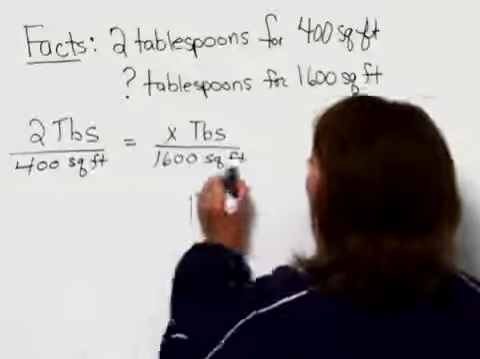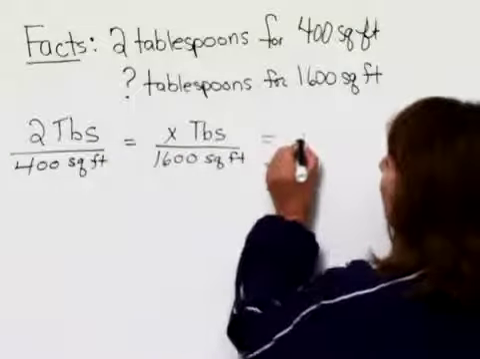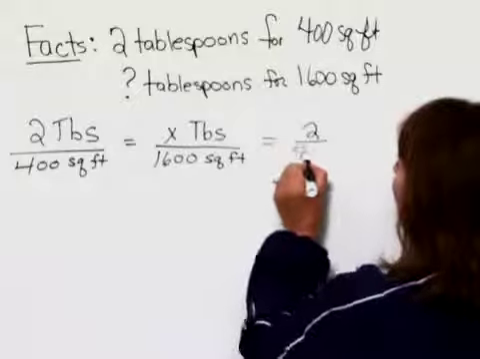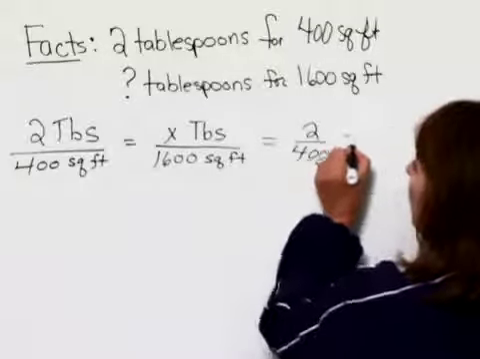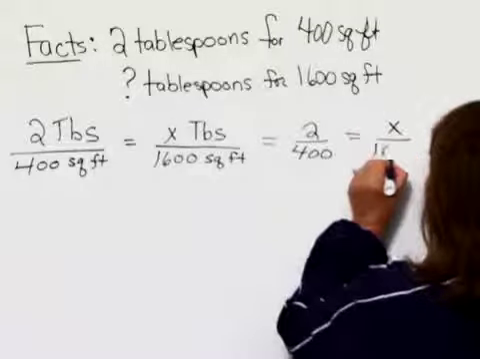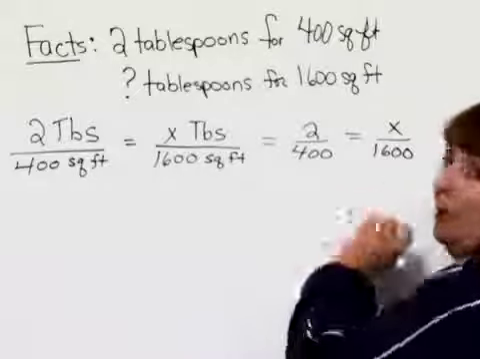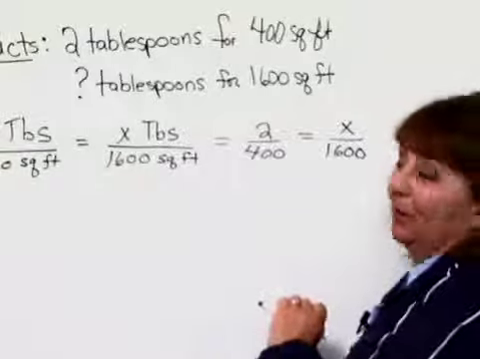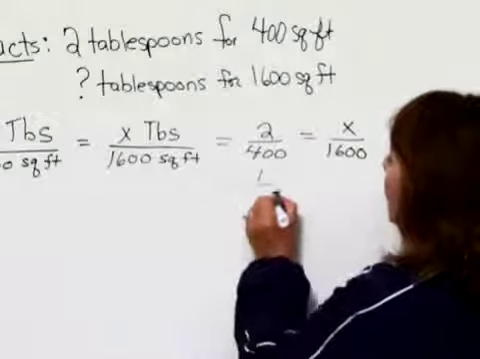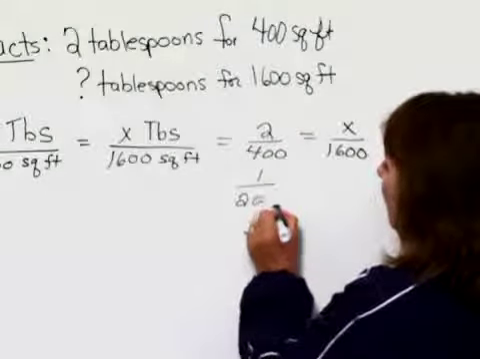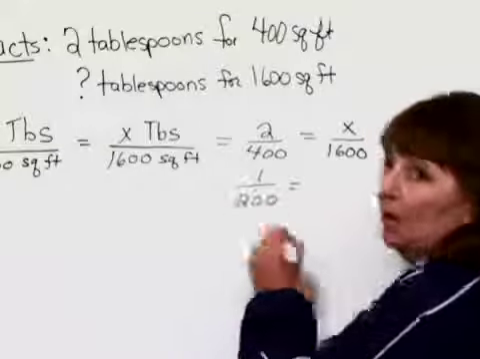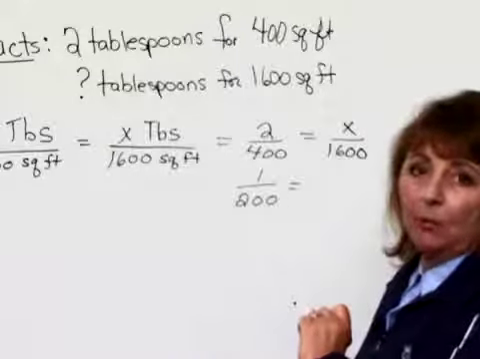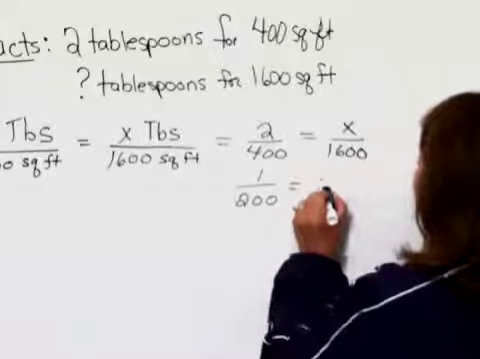We can rewrite this without the units. We can write this as 2 over 400 equals X over 1,600. It helps when we take the units out when we're working the problem because we already know we have it set up correctly. I'm going to reduce this equation. It's not wrong not to reduce it, but it makes the problem go a lot easier if you do reduce it.